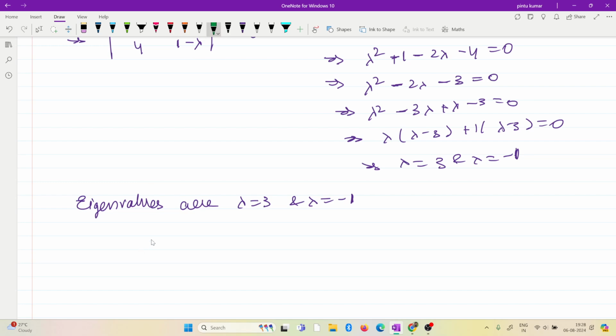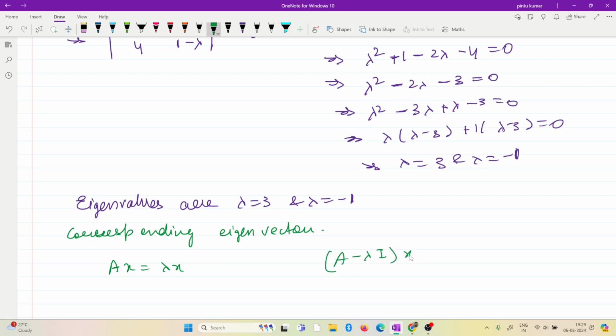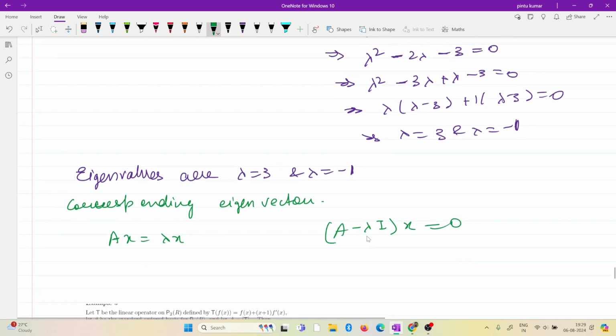Okay. So let's try to find the corresponding eigenvectors too. What was the simple definition for eigenvalues? A of x should be equal to lambda x. From here we reach A minus lambda I x should be equal to 0. Now we know the value of lambda, so we can find x, right?